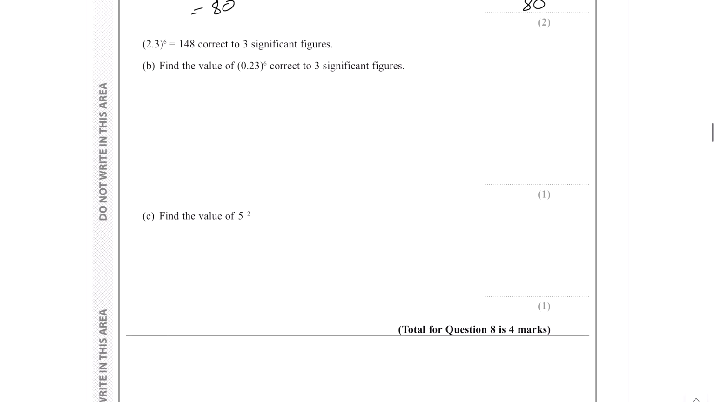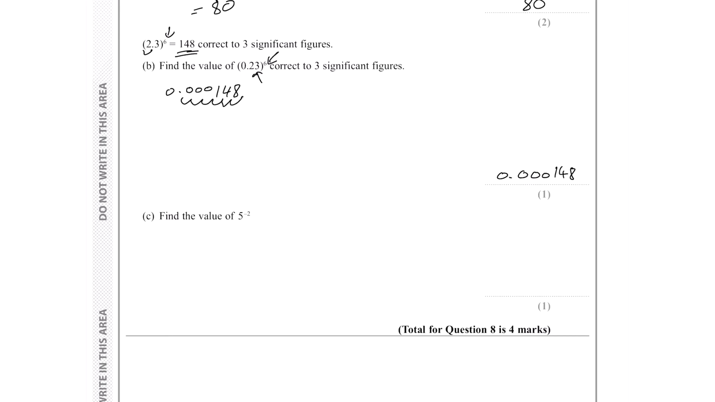So the next one, 2.3 to the power of 6 is 1.48 correct to 3 significant figures. Find the value of 0.23 to the power of 6 correct to 3 significant figures. Now what they've actually done is they've hopped the decimal 1 to the left, but it's to the power of 6. So it's hopped to the left for all 6 of these numbers, because this is being multiplied by itself 6 times. So we're going to take this value, which is 148, and we're going to hop the decimal, which is currently here, 1, 2, 3, 4, 5, 6 times. And that's your answer. So 0.00048. That's because the decimal was hopped once to the left to get here, but then it's to the power of 6.